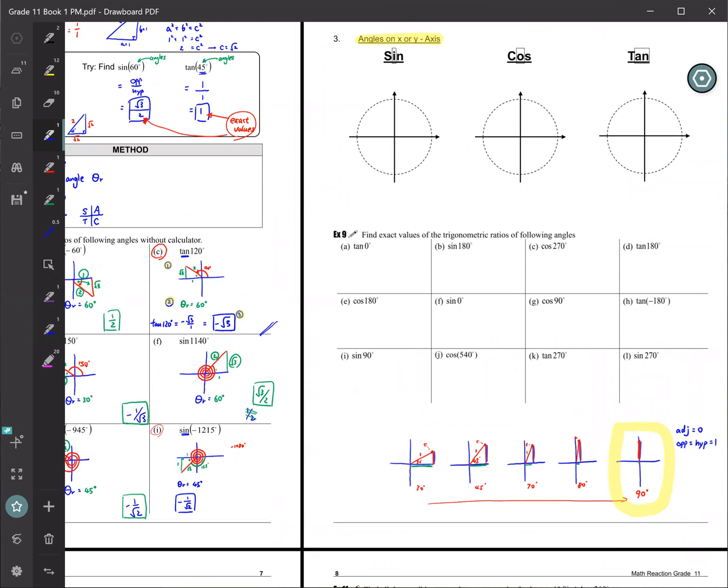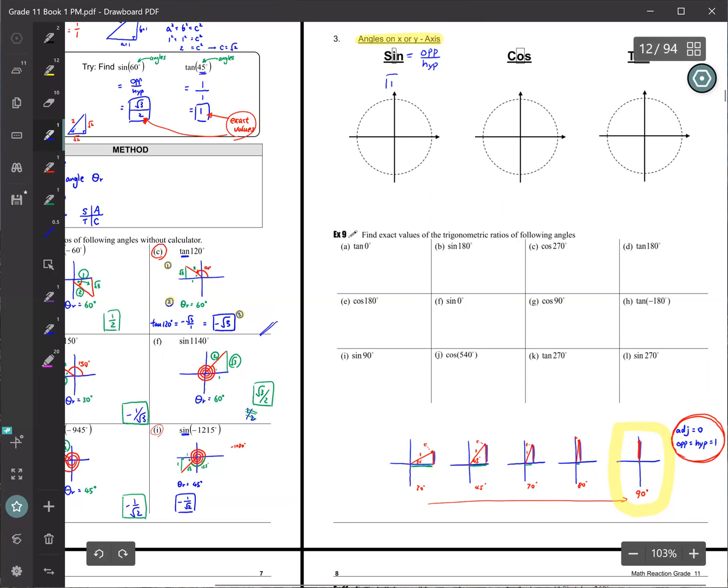So now you look at the picture on the top. Sine is opposite over hypotenuse, right? And for 90 degrees, let's look at 90 degrees. We'll use these numbers. Opposite is 1. Hypotenuse is 1, so 1 over 1. So the ratio here will be 1.